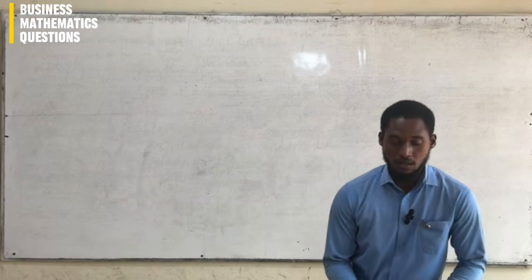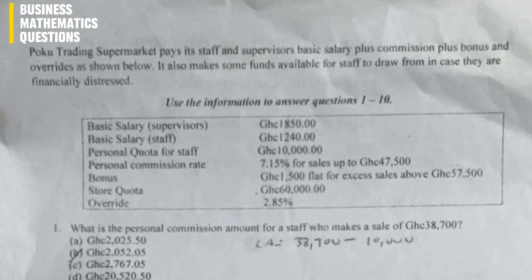So we begin with a preamble. It says, Poku Trading Supermarket pays its staff and supervisors basic salary plus commission, plus bonus, and override as shown below. It also makes some funds available for staff to draw from in case they are financially distressed.